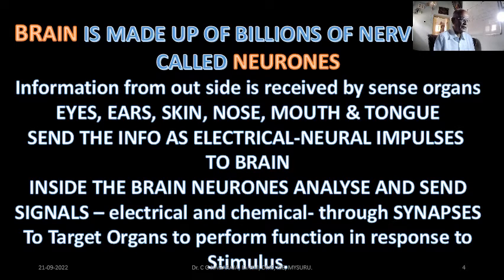I will explain that in the next class. And they send the signals to the target organs. Example, if you see bright light, immediately light will fall on the eyes. Eyes immediately will send the information to the brain and the eyelids will close, and that kind of action happens. If you are hungry, you want to eat, and definitely your brain will send you information.